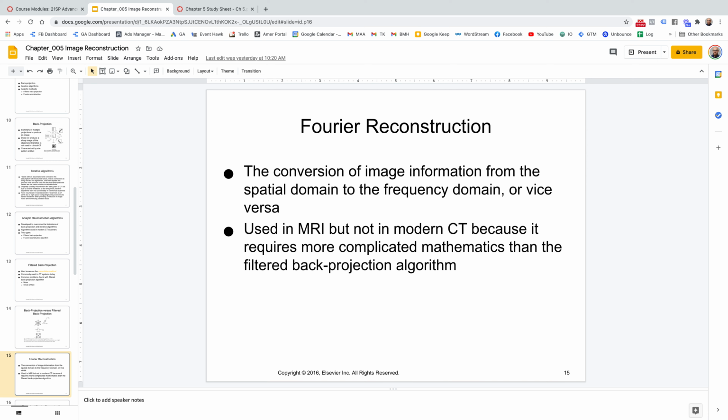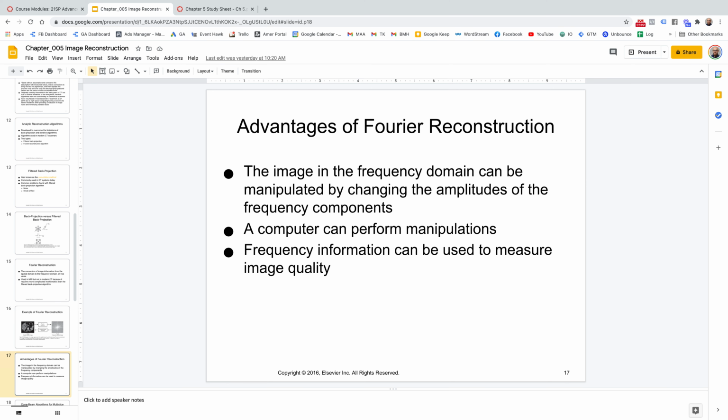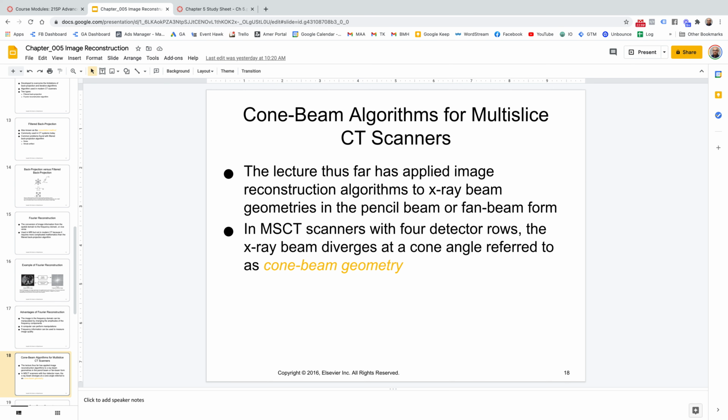For your transform, or for your reconstruction, again, we don't use, just know that it's mainly used in MRI, and it does that thing from the spatial domain to the frequency domain or whatever. There's an example of that. Skip over that.